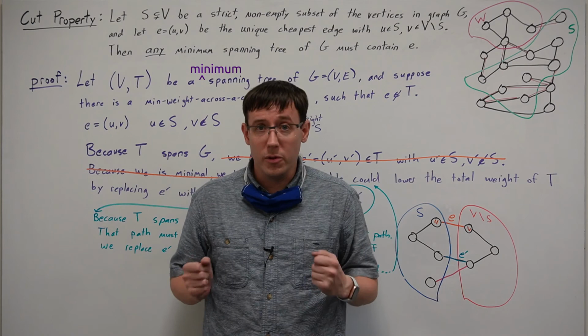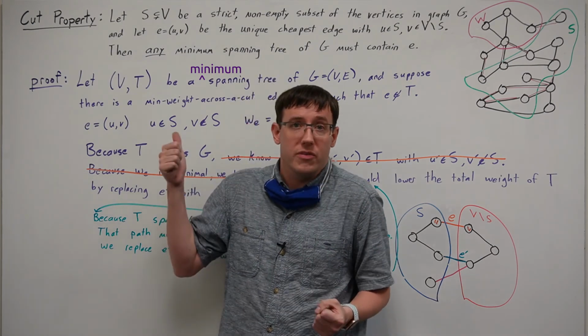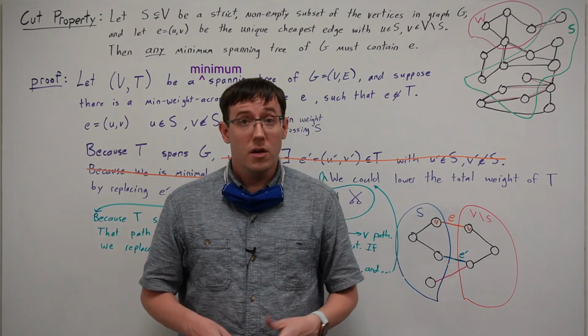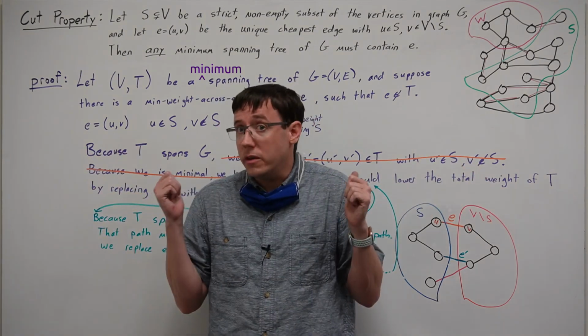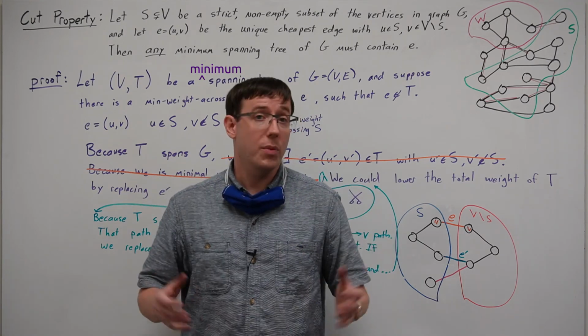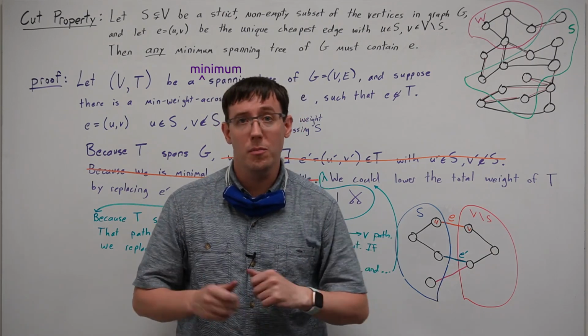So Prim's algorithm feels like it was built on the cut property, and our proof of the cut property directly gives us a proof of correctness for Prim's. For the other algorithms, we can still make use of the cut property, but we'll have to work a little bit harder. But I will leave those proofs as exercises for you that we can talk about more in class.